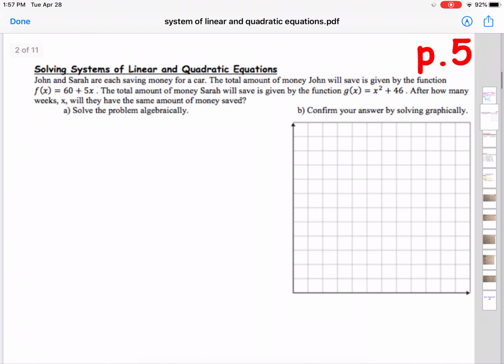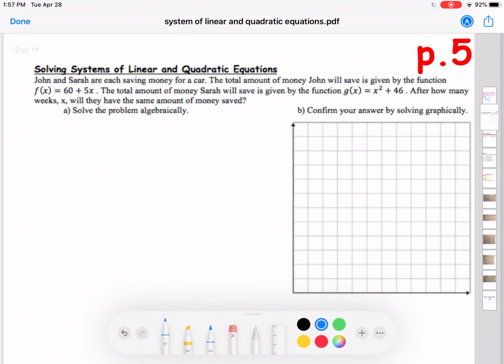So again, our lesson today is all about systems of linear and quadratic equations. We're going to take a look at this first word problem. This is in the packet Real World Quadratics and Quadratic Linear Systems, and we're going to be starting on page 5. So the question says, John and Sarah are each saving money for a car. The total amount of money John will save is given by this function here. So this represents John. The total amount of money that Sarah will save is given by this function here. So this is for Sarah.